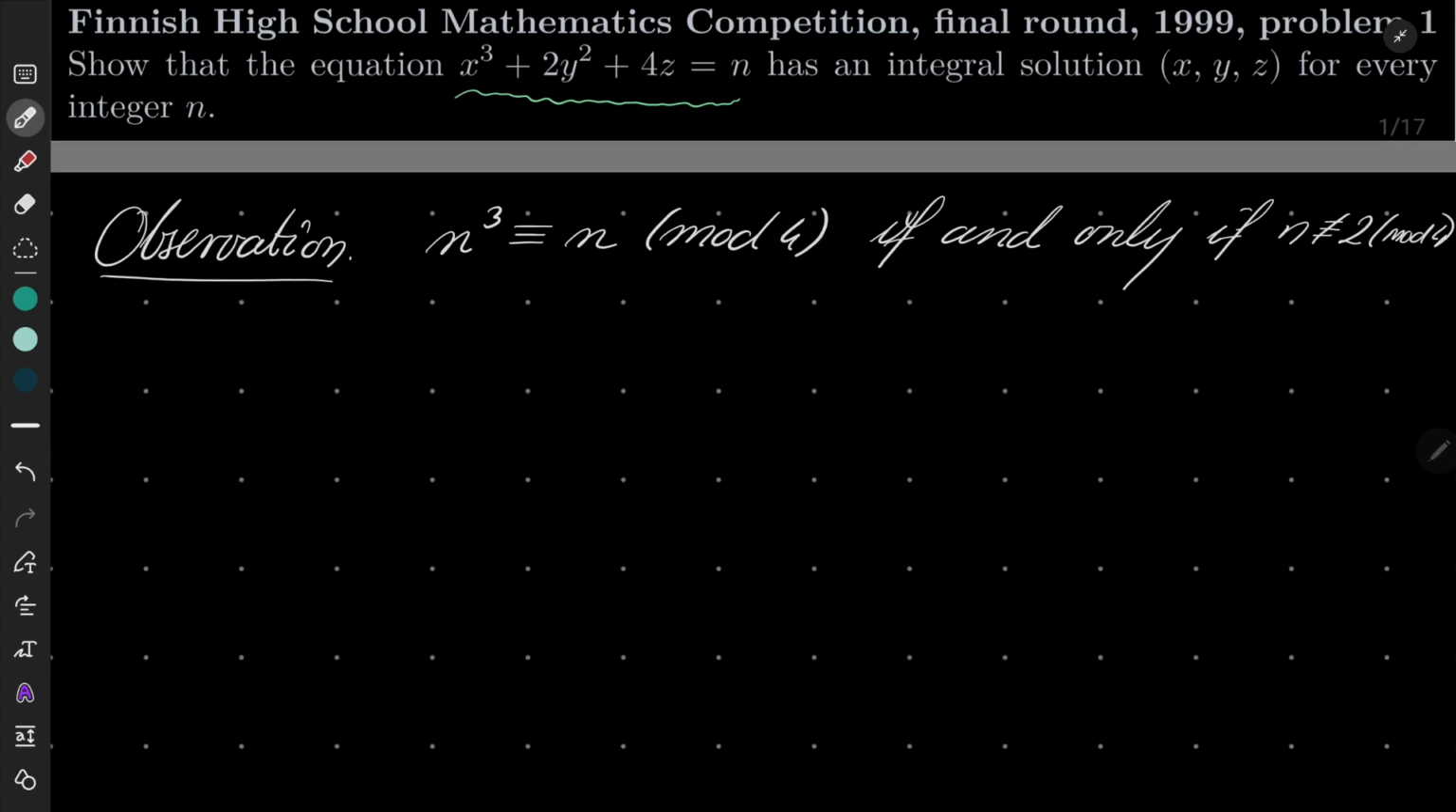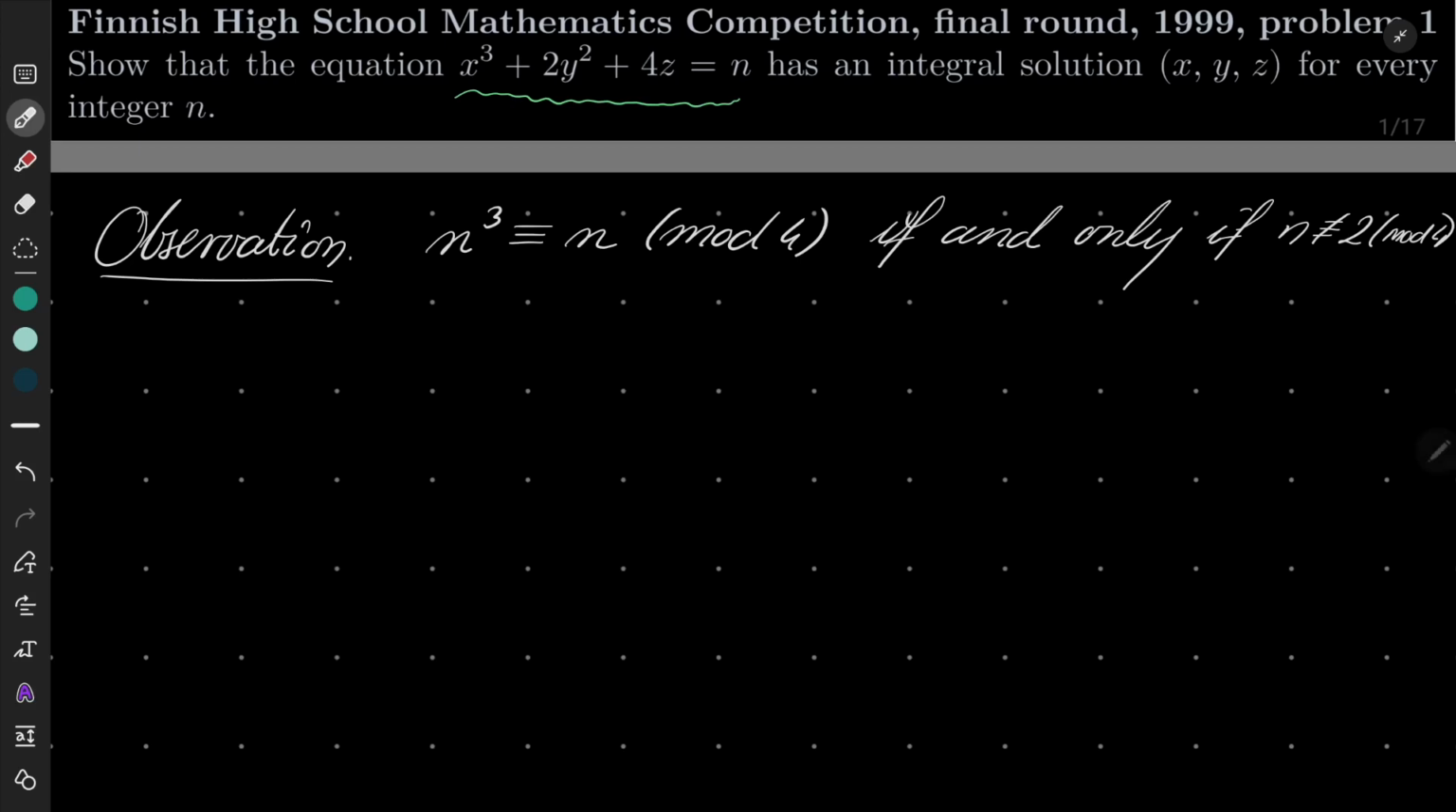Why? Let's consider: 0 cubed is congruent to 0, 1 cubed is congruent to 1, 2 cubed is not congruent to 2 modulo 4 because 2 cubed is 8, and 8 is congruent to 0, not to 2, and 3 cubed is 27, and 27 is congruent to 3.